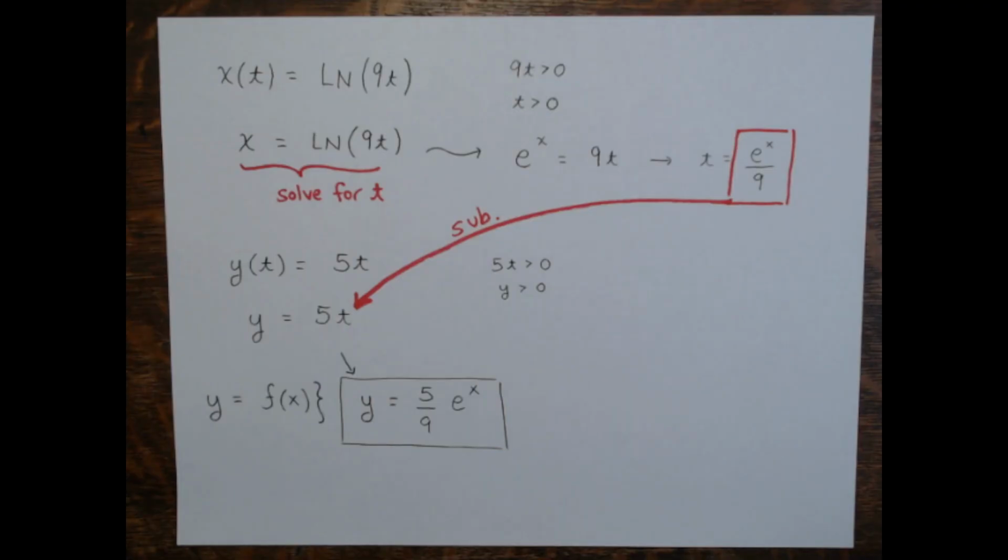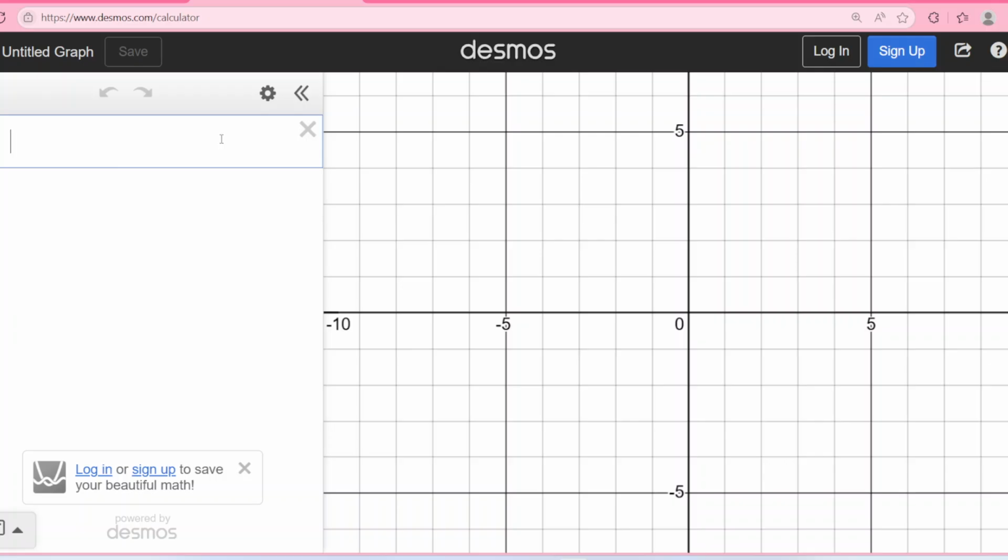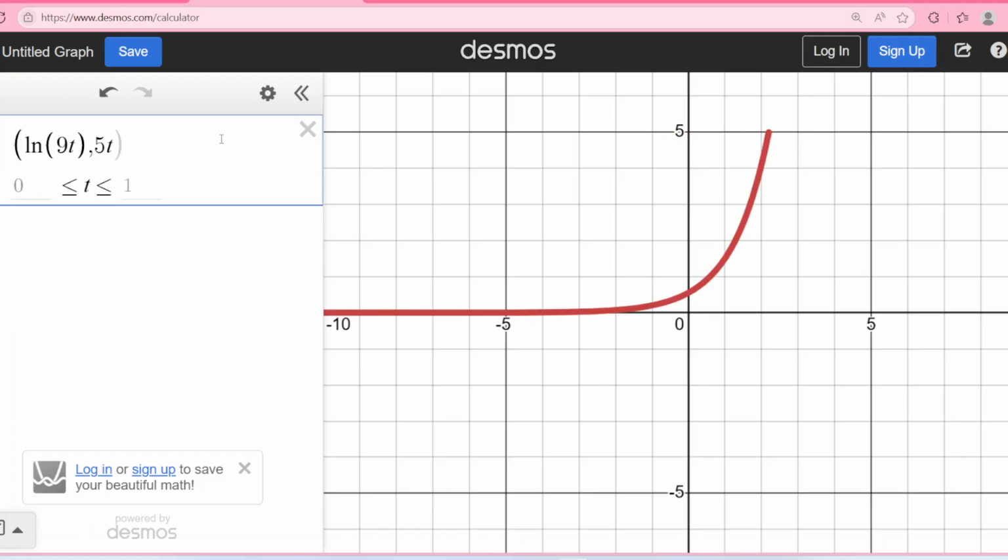All right, so I'm going to go to the Desmos site, Desmos.com. And I'll enter first the parametric equations we were given. To enter parametric equations in terms of some parameter t in Desmos, you have to enter it as an ordered pair. So left parenthesis, and then the x coordinate in terms of t was the natural log of 9t, comma, and then the y coordinate in terms of t was simply 5t. Once you do that, notice it immediately sets up a range of t values from, say, 0 to 1.